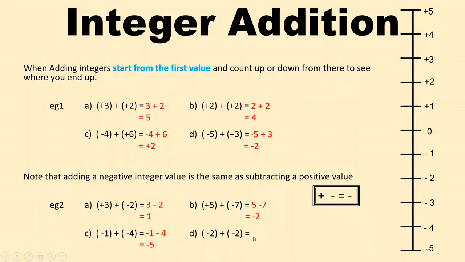Question D, again, I'm starting with a negative value. I'm starting at -2 and I'm going down 2 from that. So that's the same thing as starting with -2 and subtracting 2 from that. So -2 is here. I go down 1, 2. That takes me more negative, down to -4.